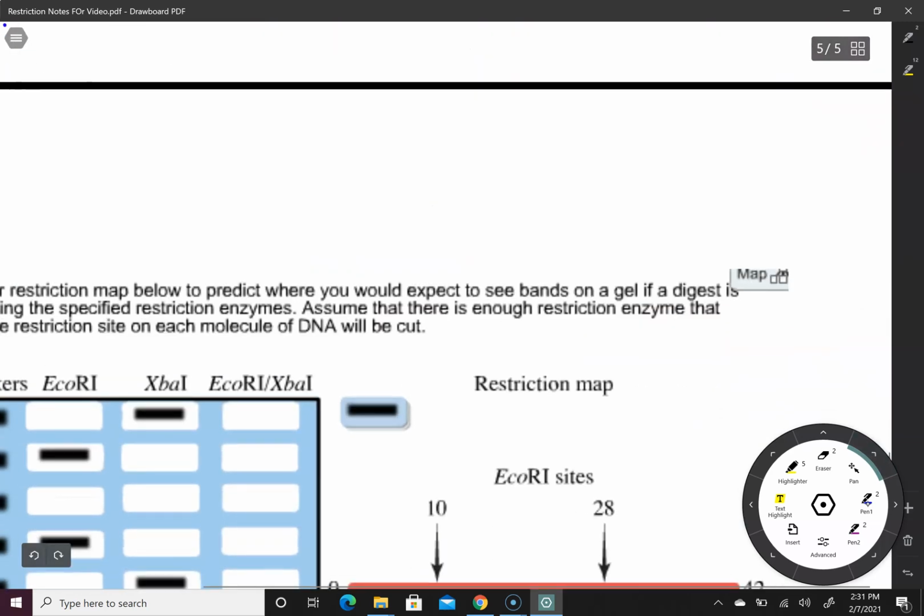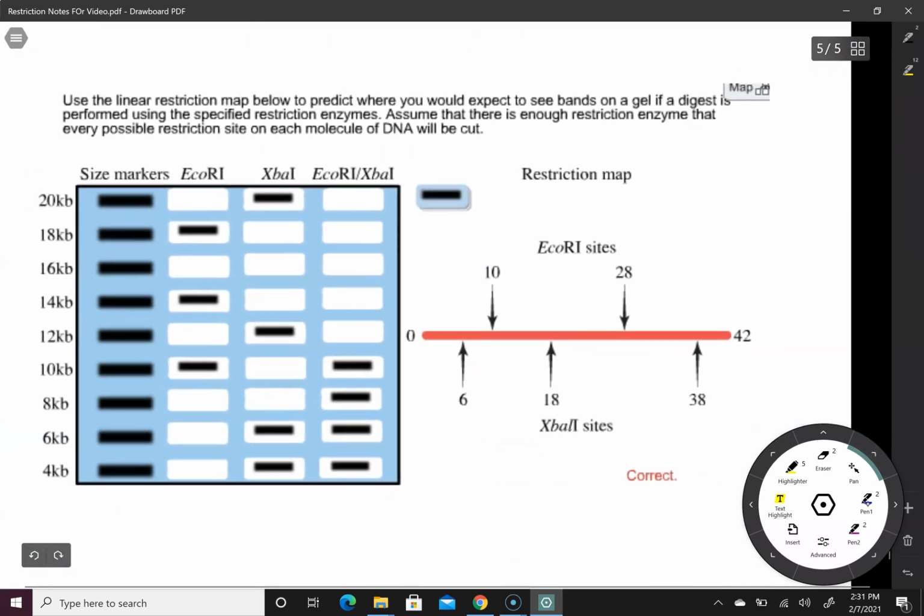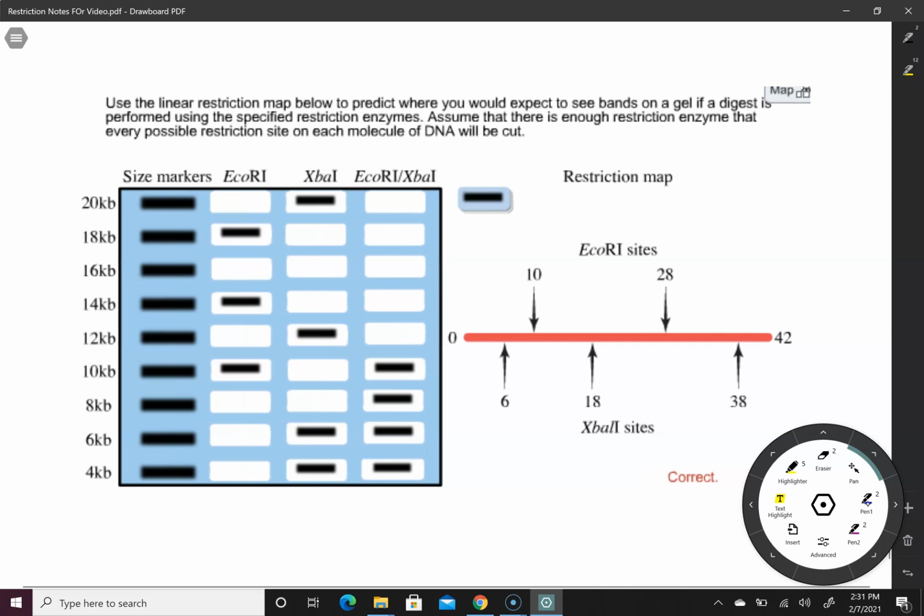So if you look on the last page, this is a very, very, very simple example. But they gave you a piece of, well, I guess we'll call it DNA, and the total piece is 42 base pairs long in this case. Well, let's see. I have 2 restriction enzymes. So let's focus on each restriction enzyme by itself, and then we'll do the whole total.